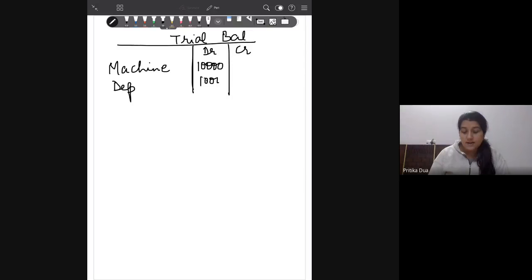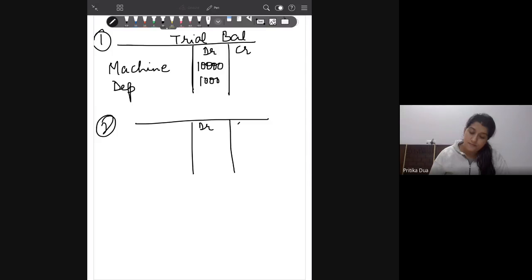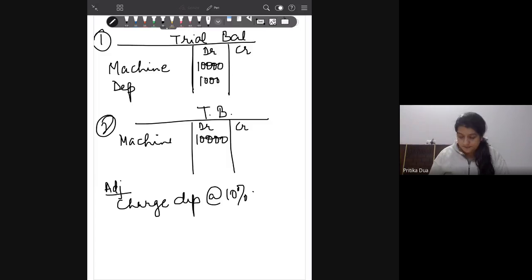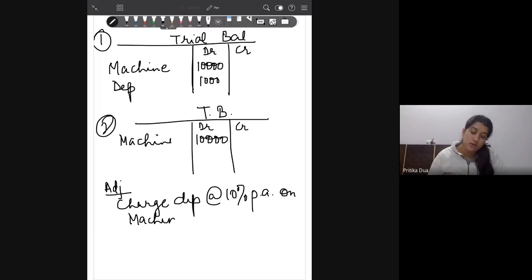The second case can be machine appears as 10,000 and this is the second case in which depreciation can be given.